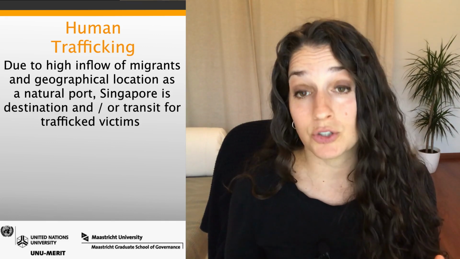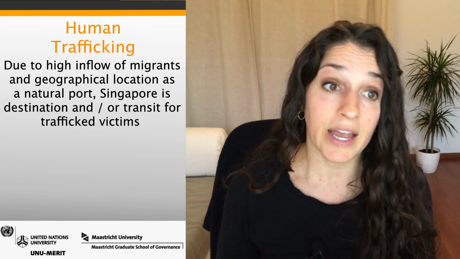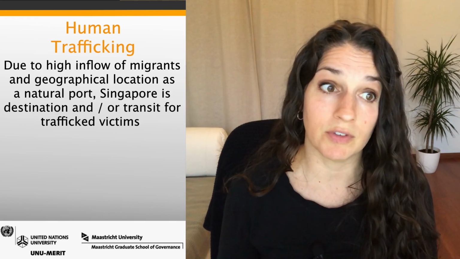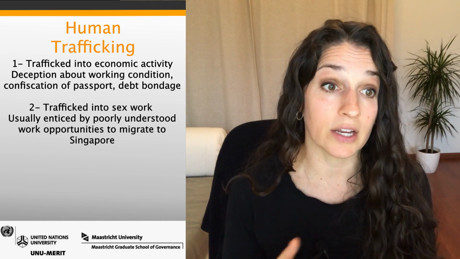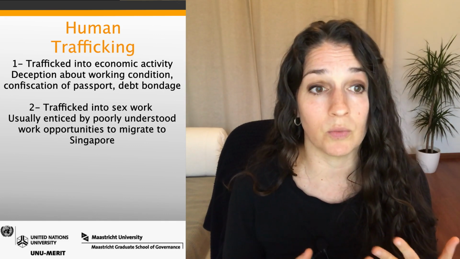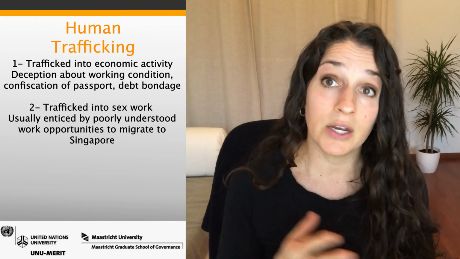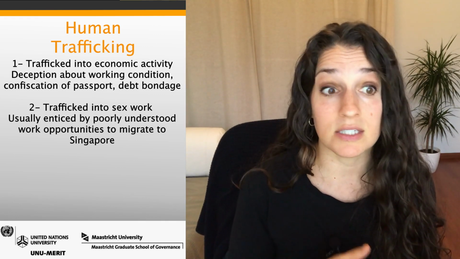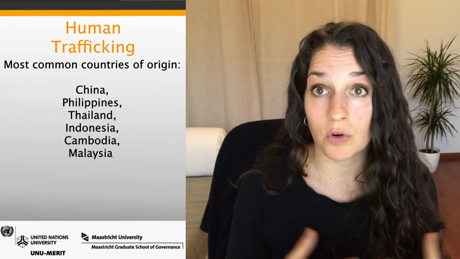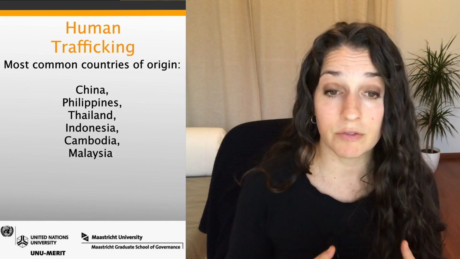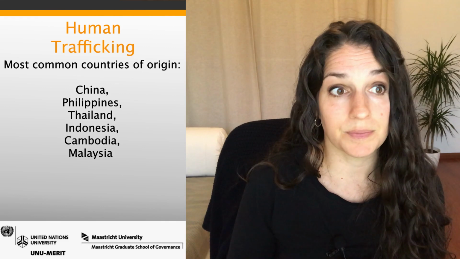As far as human trafficking is concerned, due to the high inflow of migrants in geographical locations, as a natural port, Singapore is a destination and transit for trafficked victims. There are two main types of trafficking in Singapore, those for economic activity, with the deception of working conditions, confiscation of passports and debt bondage, and also sex trafficking into sex work. The most common countries of origin for victims of trafficking are China, the Philippines, Thailand, Indonesia, Cambodia, and Malaysia.